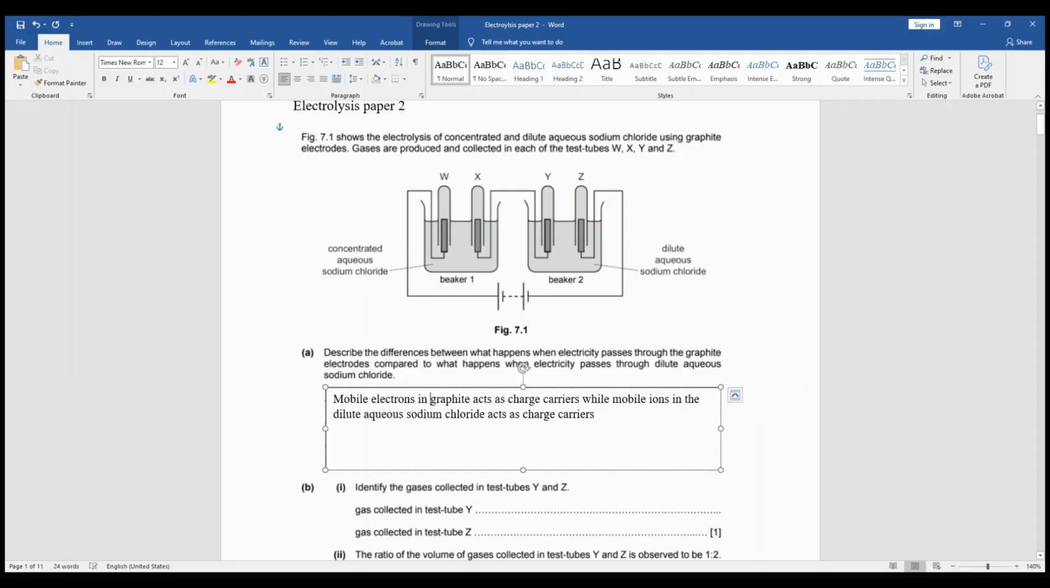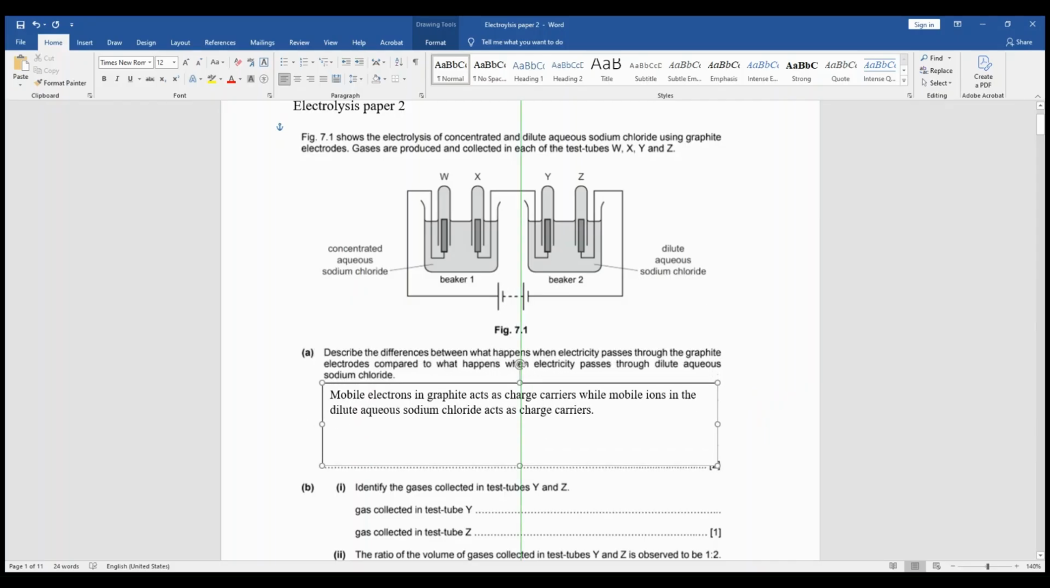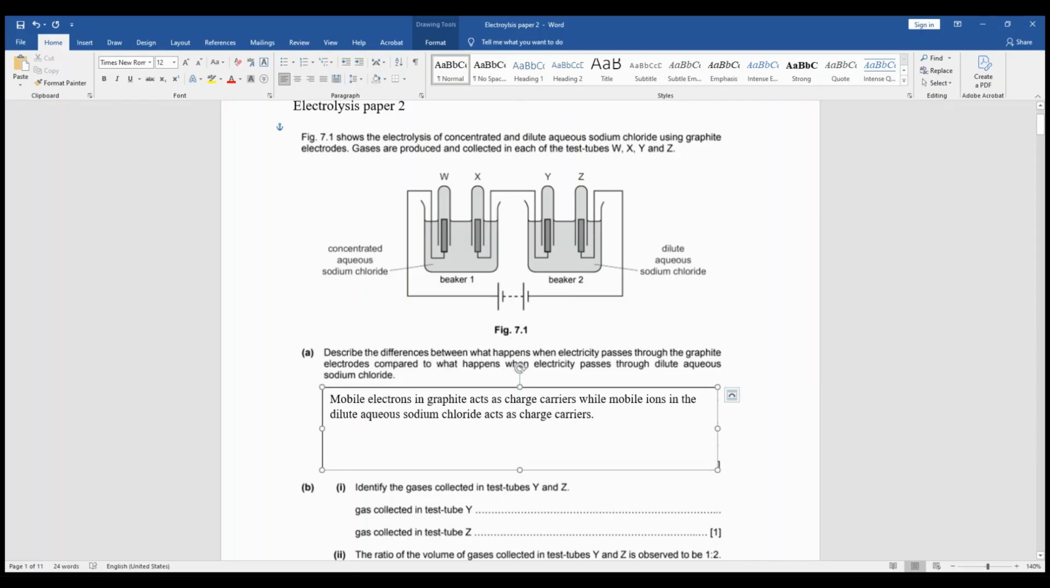Important here is to go straight to the point. Don't beat around the bush. If not, your answer will end up very long. I think this is a 2 mark question. Yes, it's a 2 mark question. So if you beat around the bush, you end up with a very long answer. So this will give me 1 mark. They want to describe the differences, so most likely it's a 2 mark question. They want two differences. So that's one difference: the charge carrier is different.